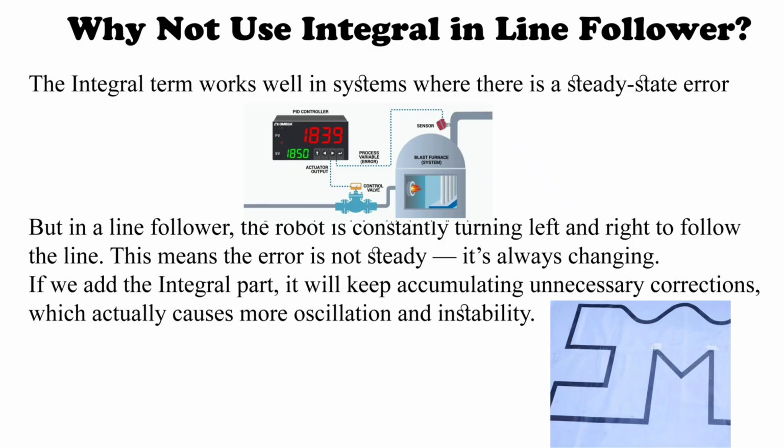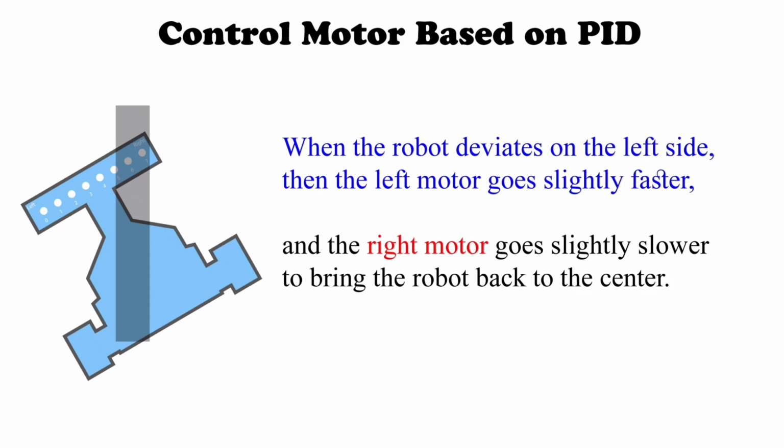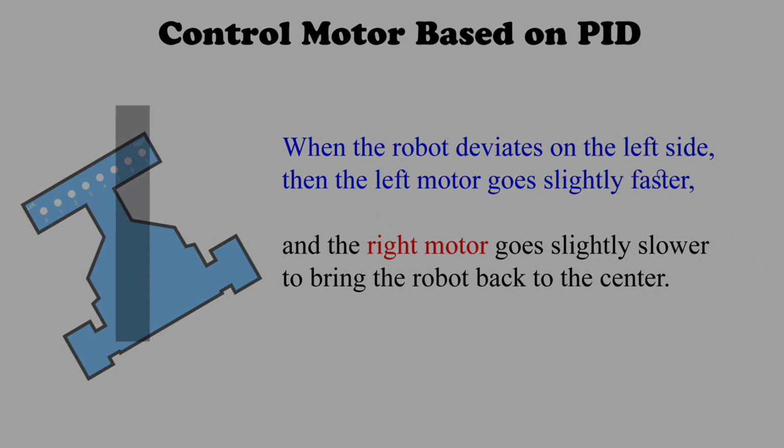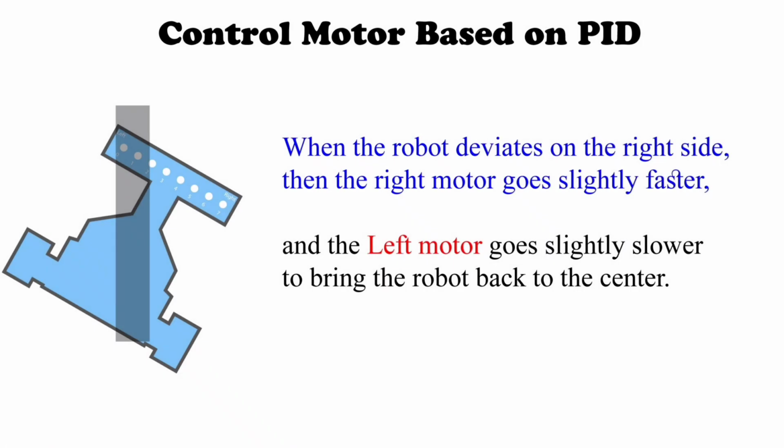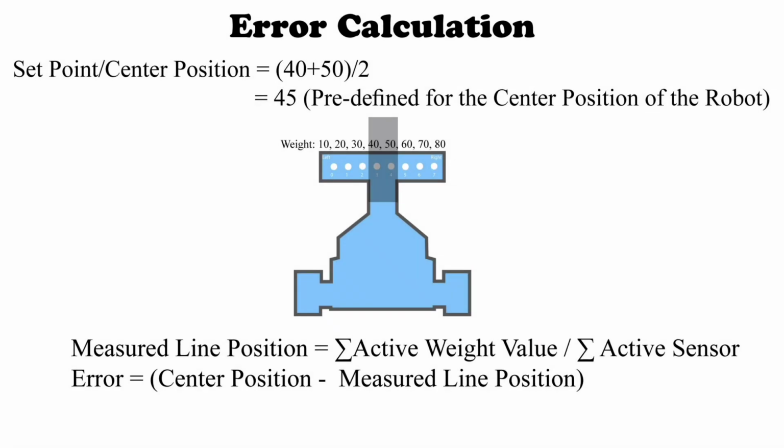Instead, the proportional term responds directly to how far the robot is off-center, while the derivative term smooths out the movement by predicting changes and reducing oscillation. For example, when the robot drifts to the left, the controller makes the left motor run slightly faster and the right motor slightly slower, bringing the robot back to the center. Similarly, if the robot drifts to the right, the right motor goes faster while the left motor slows down, again guiding the robot toward the center line. This continuous adjustment is how the PID controller keeps the robot balanced and accurately following the track.